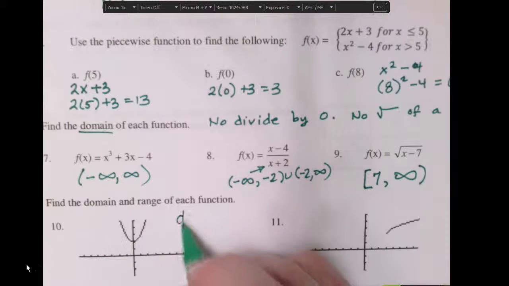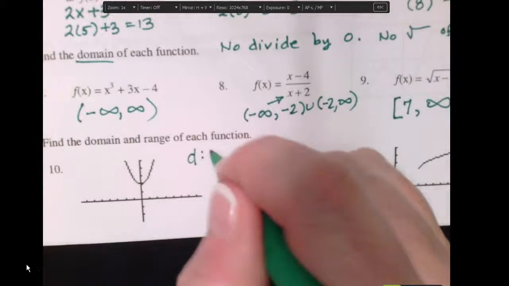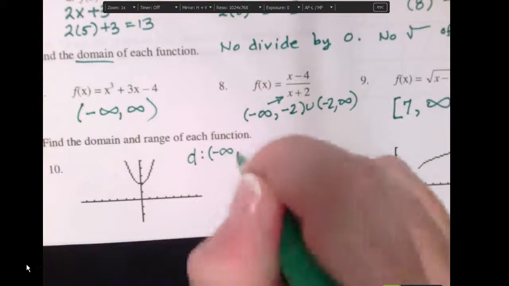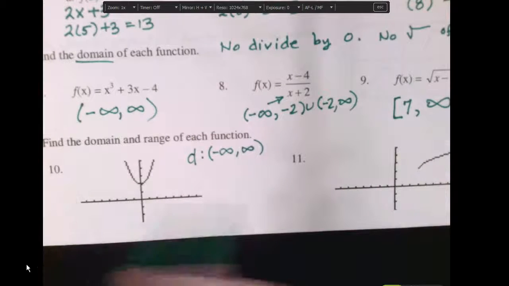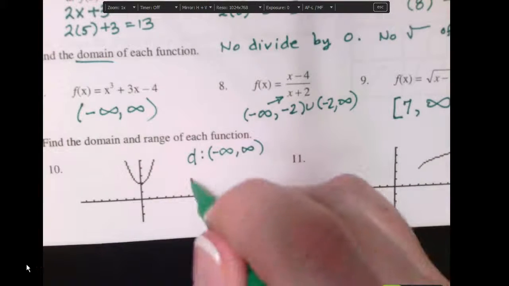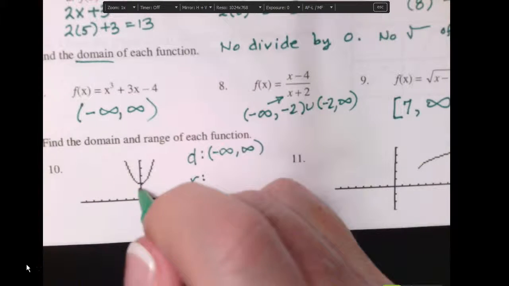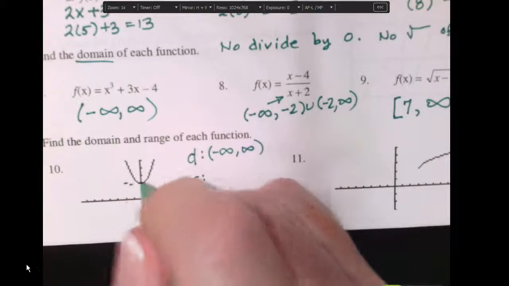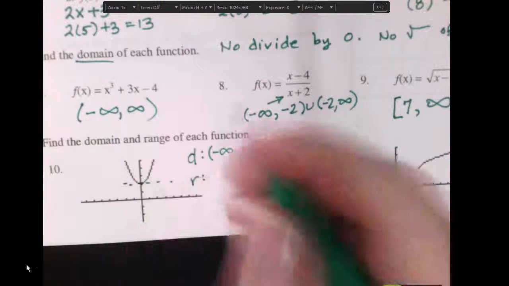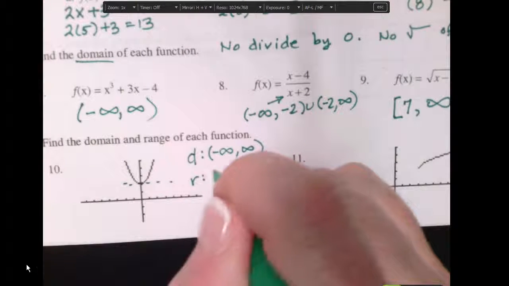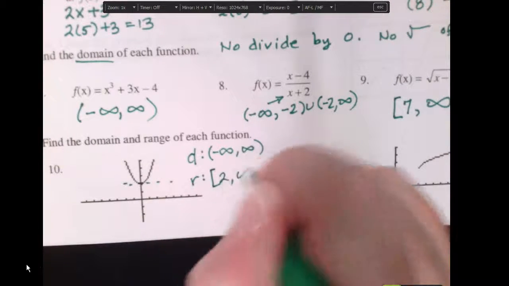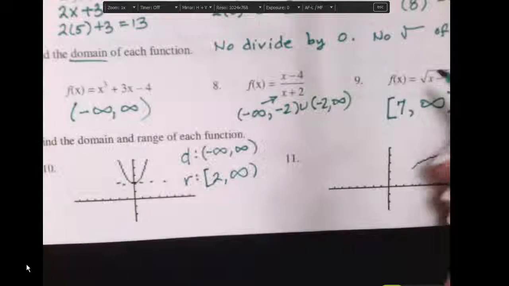In number 10, I'm looking for domain and range of these two functions. So I know that a quadratic has a domain of negative infinity to positive infinity. There's no value of x that I couldn't plug in and get a value for, but I can see very clearly that for my range, there's no value of y that's below 2. So my range starts at 2 and goes up to infinity.